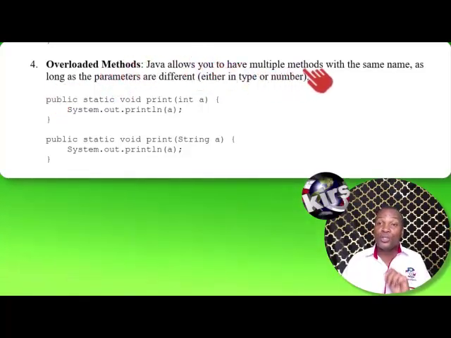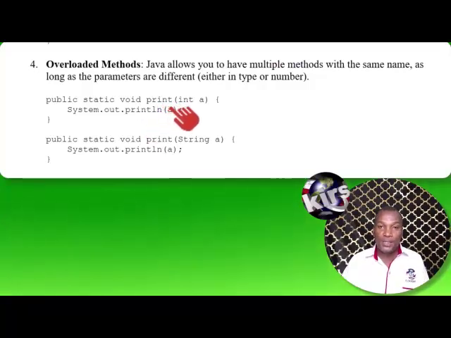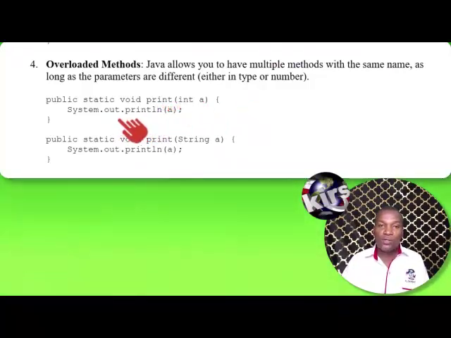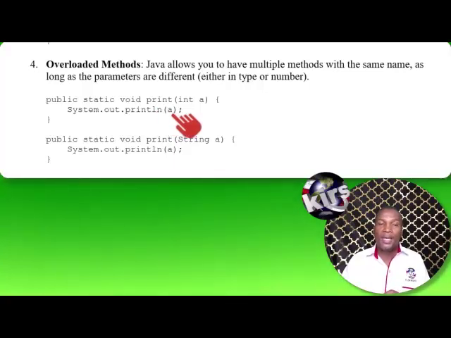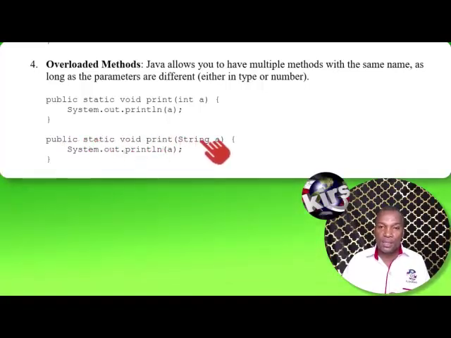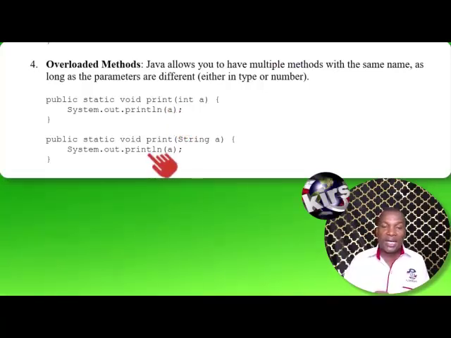Java allows you to have multiple methods with the same name as long as the parameters are different, either in type or number. For example, public static void print(int a), System.out.println(a). Then you can see this other method here, public static void print(String a). The only difference here is the data type, String, but all the other parts are the same, System.out.println(a). Whereas the first one prints an integer, the second one will print a string.